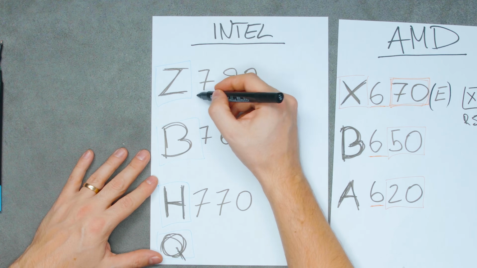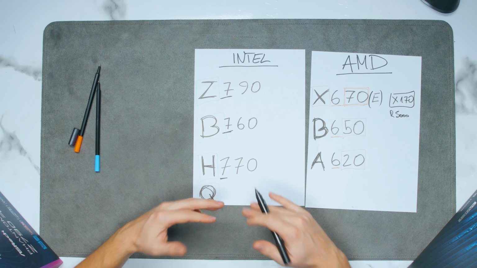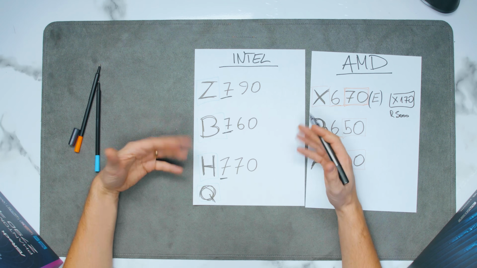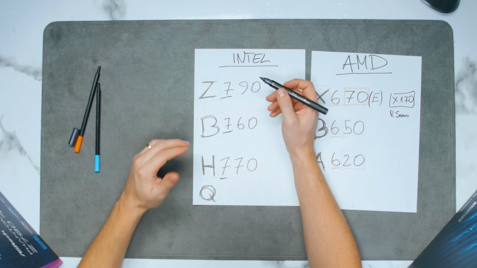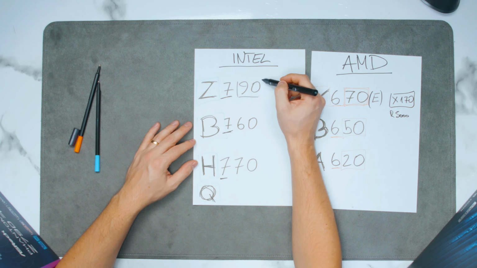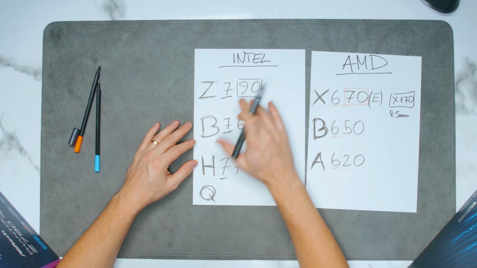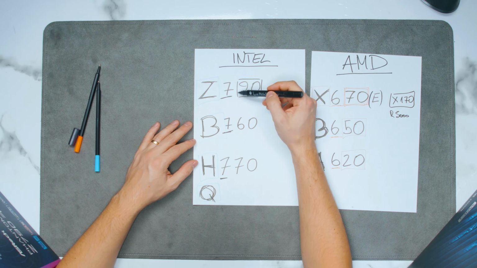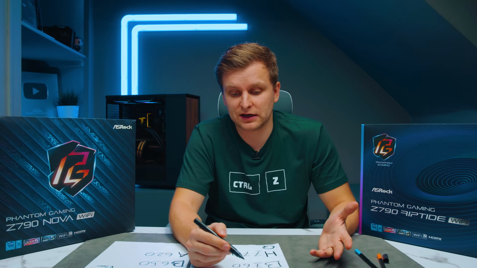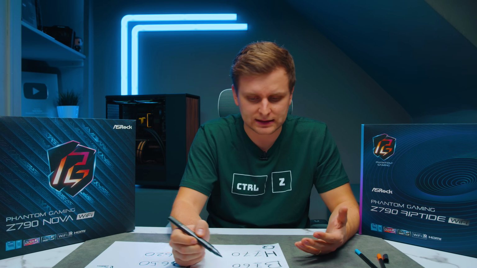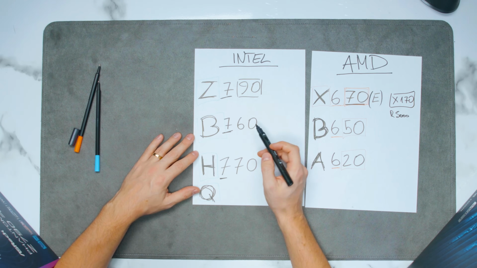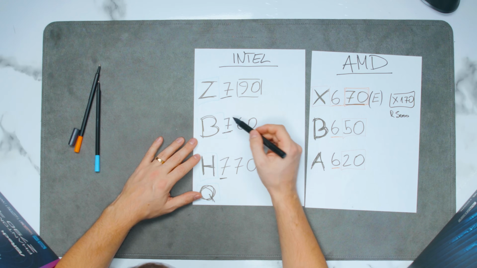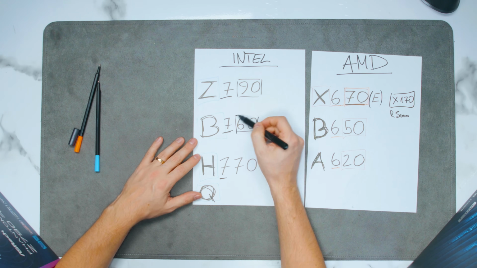Then the second number also means the generation of the chipset. So 7 is later than 6, 5, 3, and so on. This secondary number always, for Z motherboards, doesn't actually change ever. The Z7, this 90, there is no Z760, okay? There's Z790, that's always 90, and AMD's is always 70. I don't know why. Then the B is B, 7 means the series, and then you have 60 always together there as well.